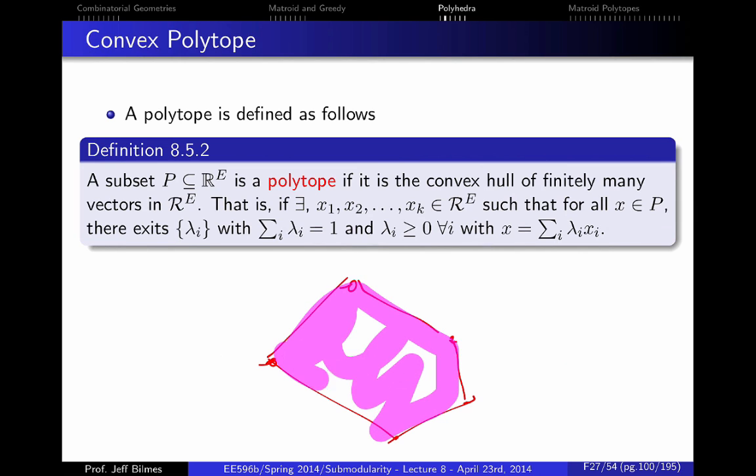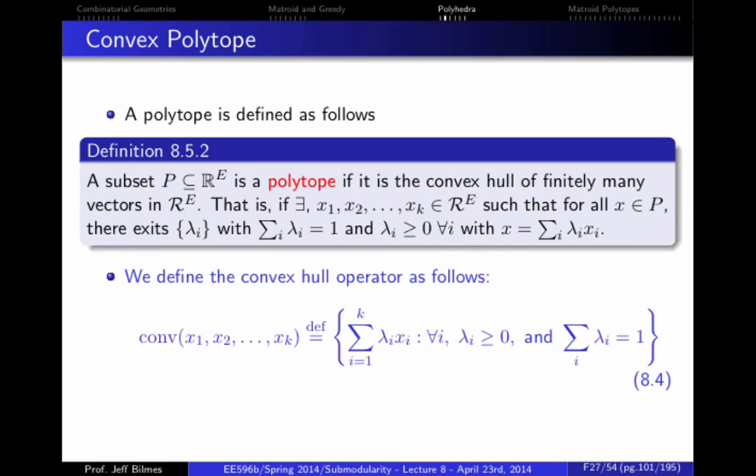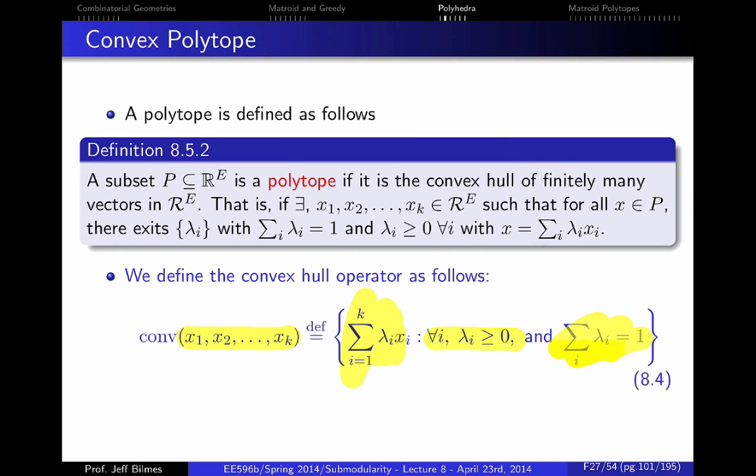And just by definition, since it's the convex hull of finitely many vectors, and the presumption is that these vectors are finite themselves, the polytope is going, in fact, to be closed. So here's the convex hull operator, which basically takes a set of vectors and then defines all convex combinations of this set of vectors. So convex combinations meaning that basically all coefficients are non-negative and they sum to 1. Okay.